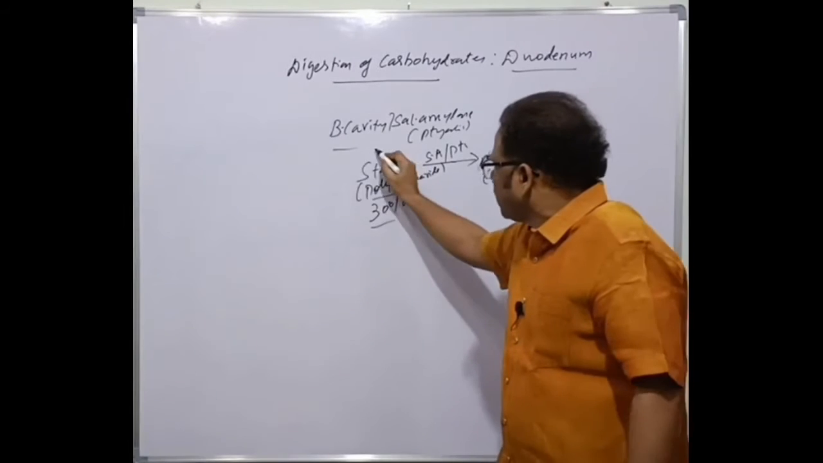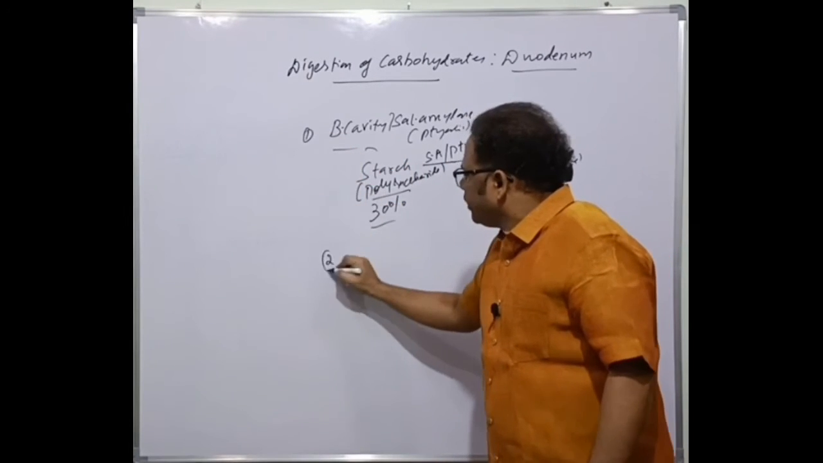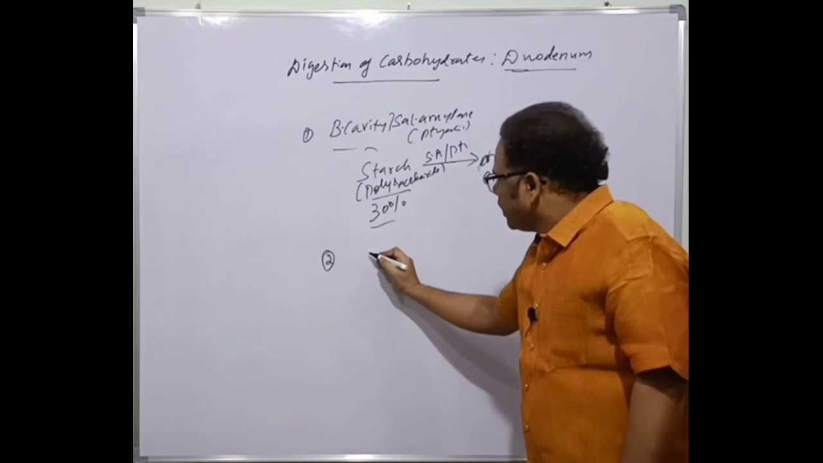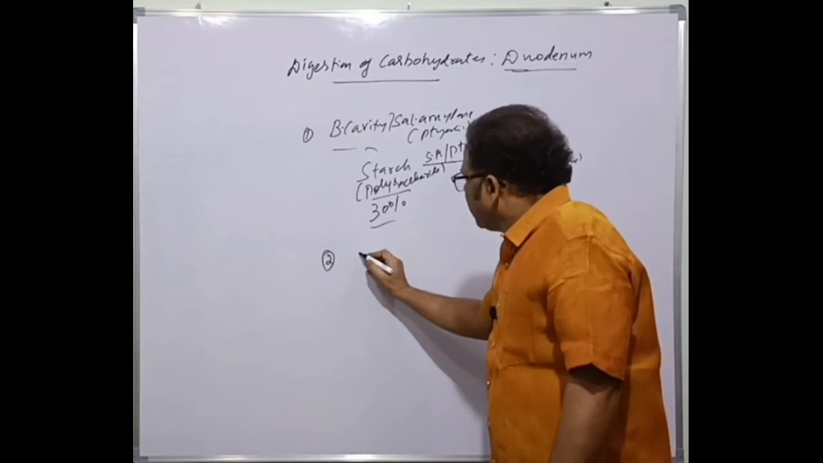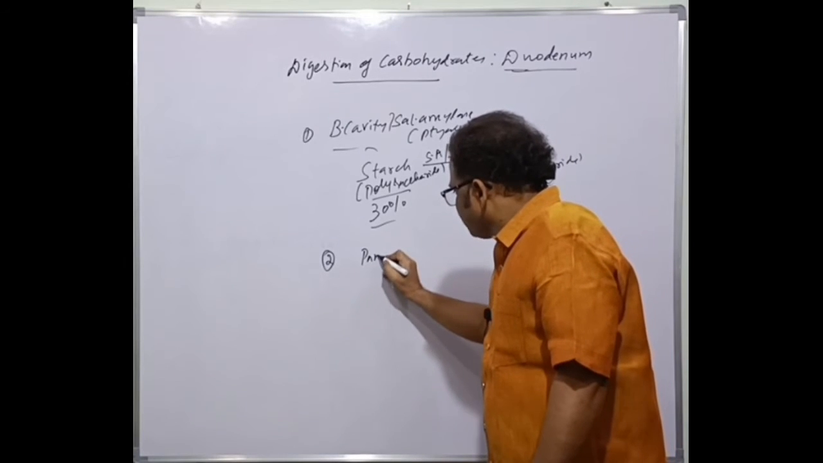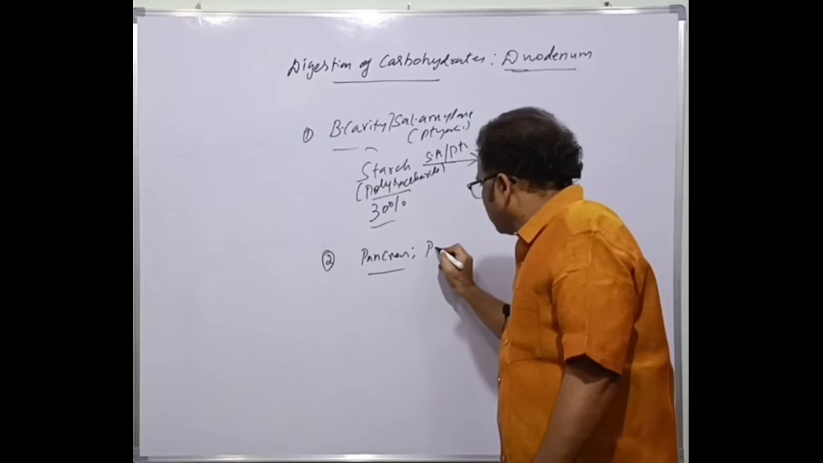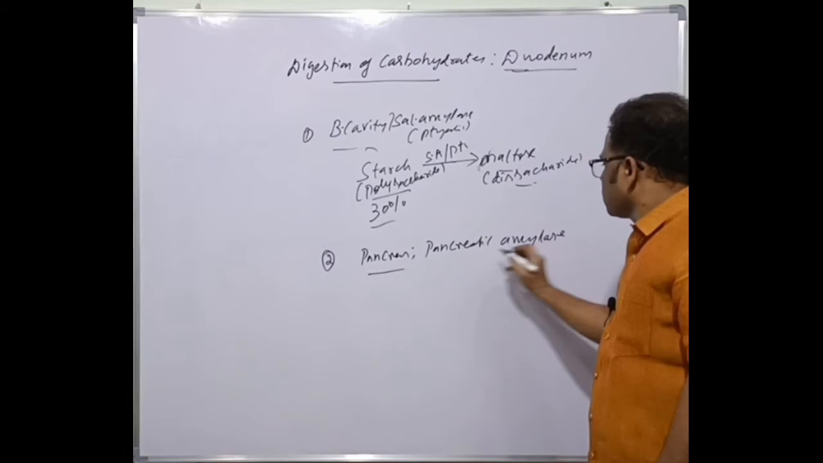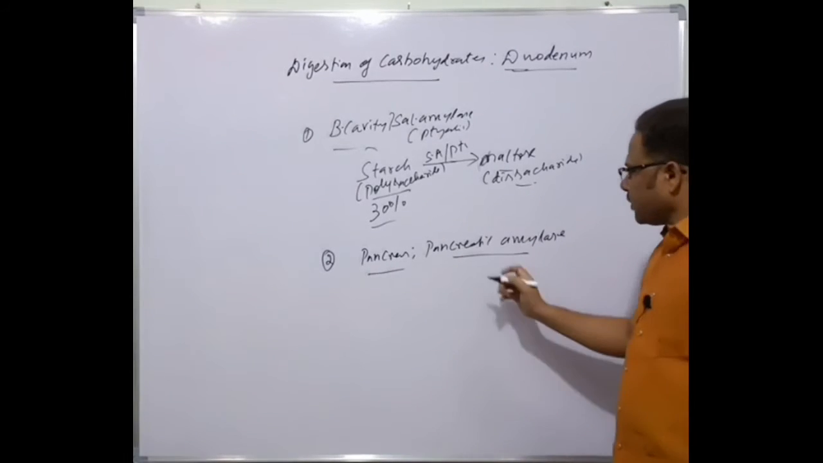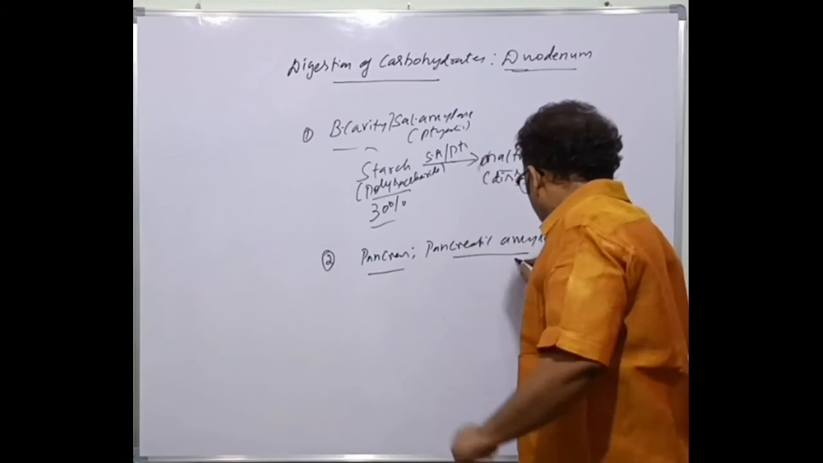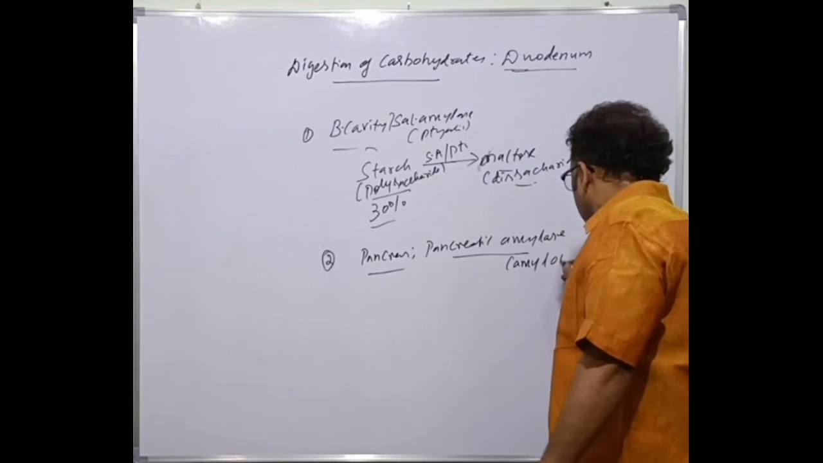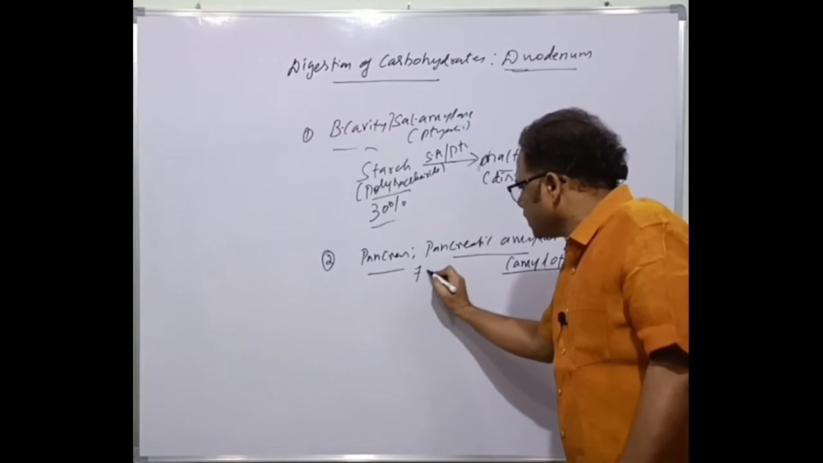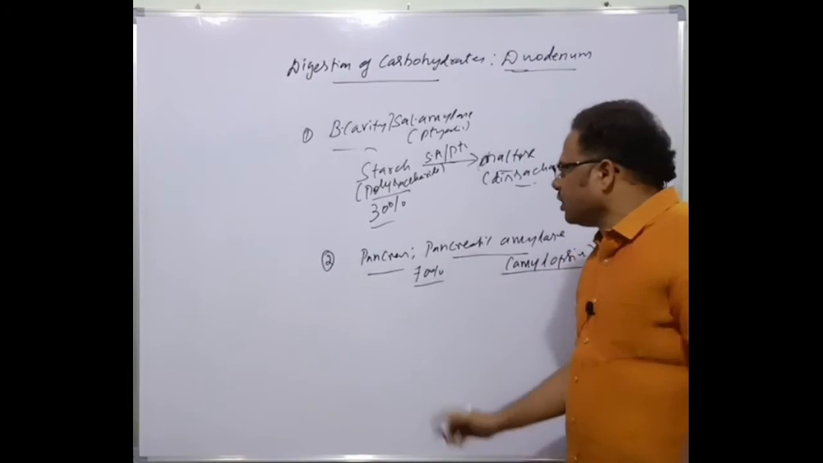So this is occurring in the buccal cavity. That's number 1. Number 2, we are discussing the duodenum. The pancreas contains pancreatic amylase, called amylopsin. This is responsible for almost 70% of starch digestion.